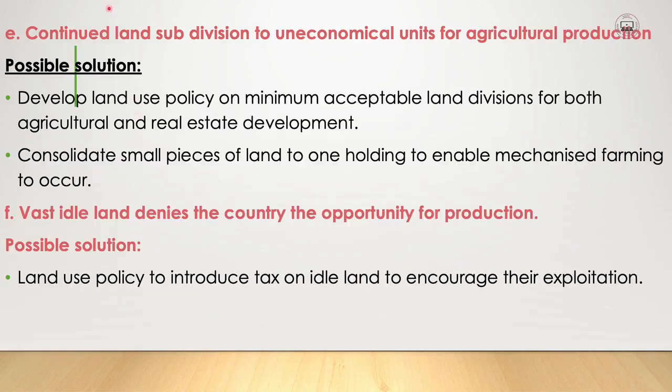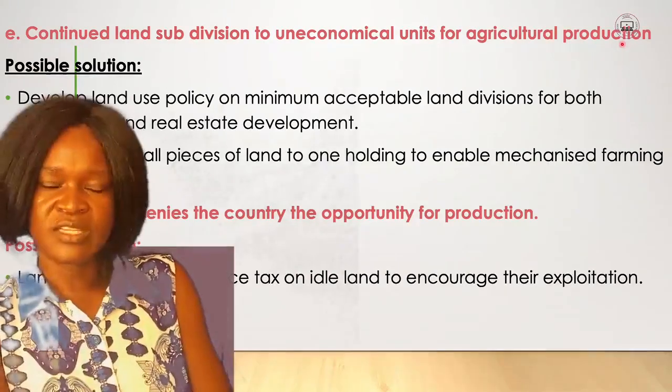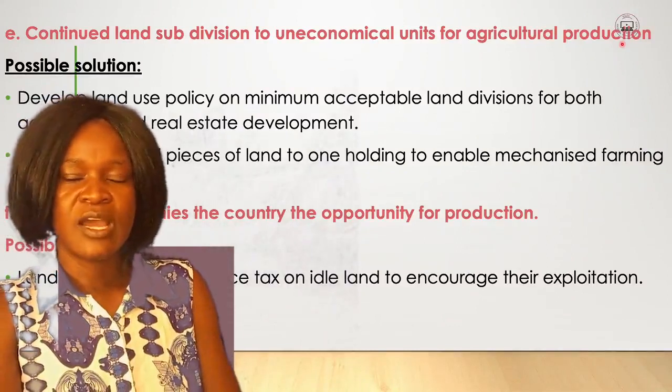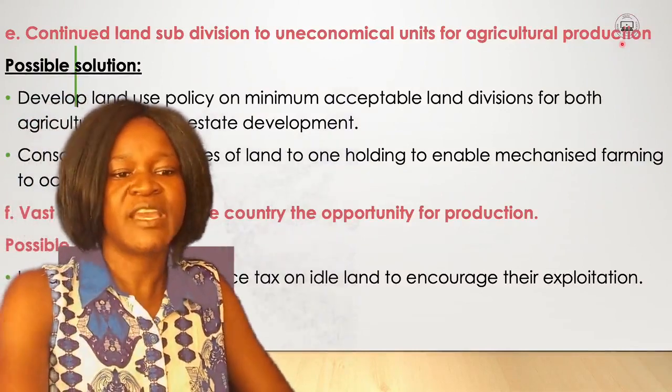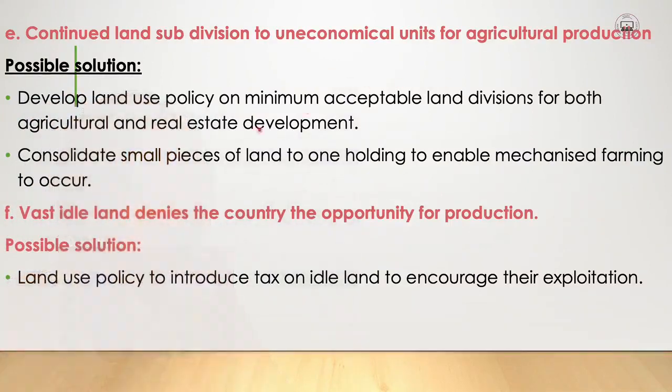On the same land, another challenge is continued land subdivision into uneconomical units of agricultural production. As we all know, the population is growing rapidly, therefore the lands are being subdivided, which can be uneconomical. So the possible solution can be to develop a land use policy on minimum acceptable land divisions for both agricultural and real estate development, and also consolidate small pieces of land into one holding to enable mechanized farming to occur.